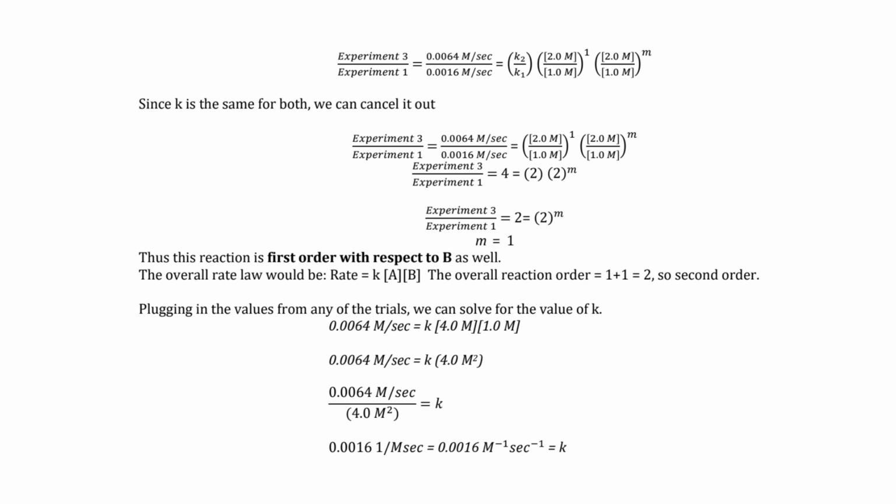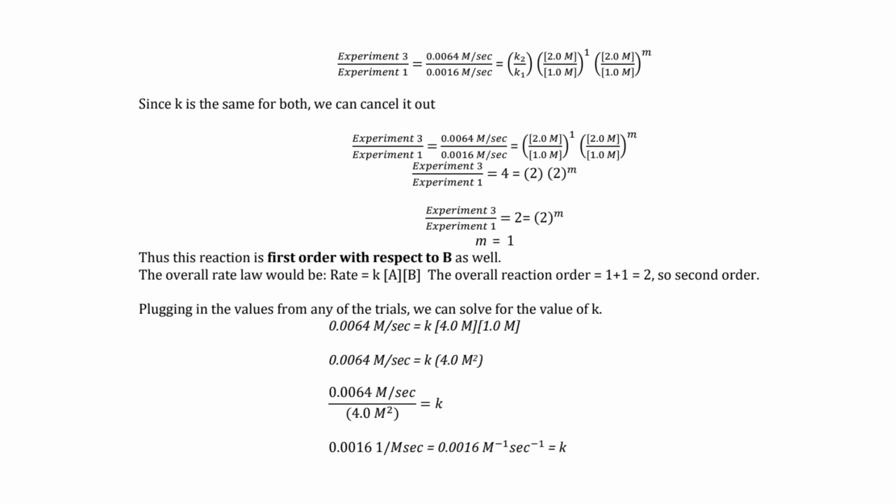So what we're going to do is plug in our rate reactions, our initial rate of formation, 0.0064 molar per second over 0.0016 molar over second, and then just plug in our numbers. When we do that, we're trying to find our value for our order, so to speak.